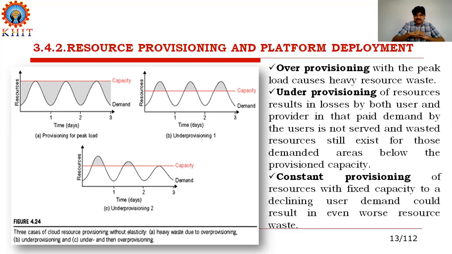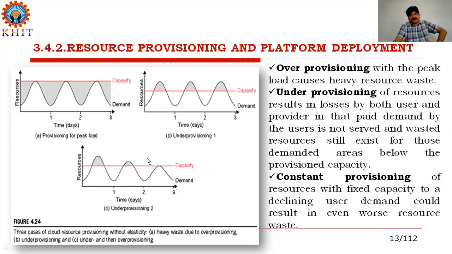Whereas in under provisioning, sometimes the cloud machines will run with under provision of resources, resulting in a loss for both users and cloud service providers. The paid demand by the users is not secured, and there is a lot of wastage of resources for those demand areas below the provisional capacity. Sometimes we are looking for constant provisioning. In constant provisioning, the resources run with a fixed capacity to the end user based on the demand, and as a result the resources are not wasted.